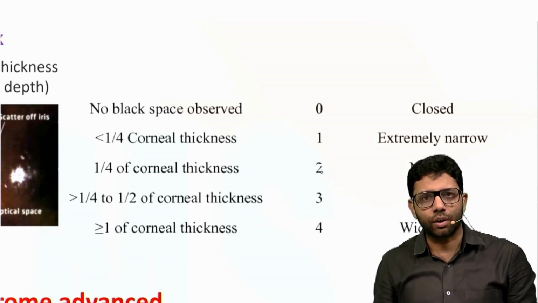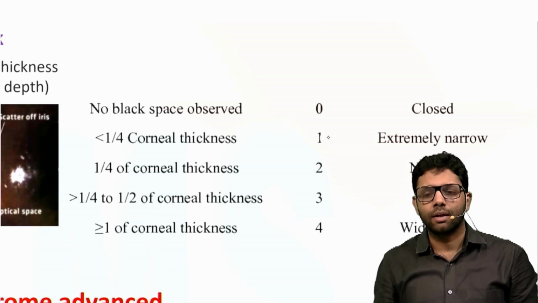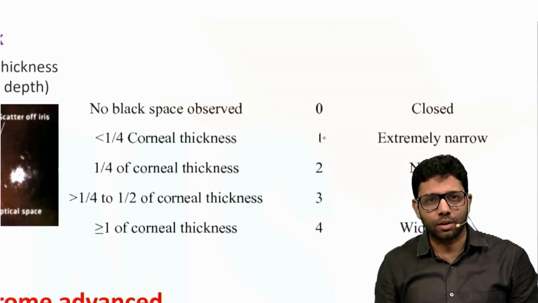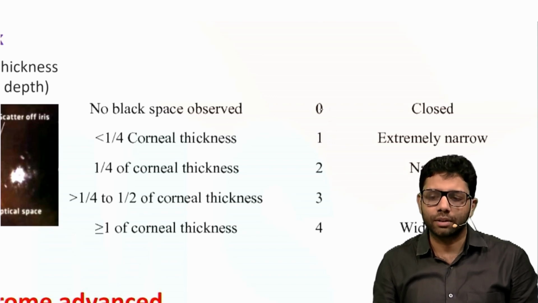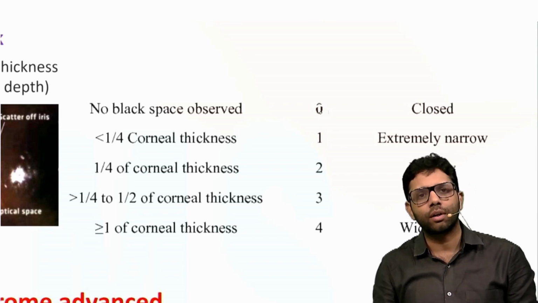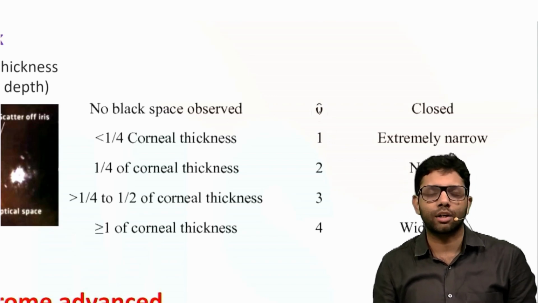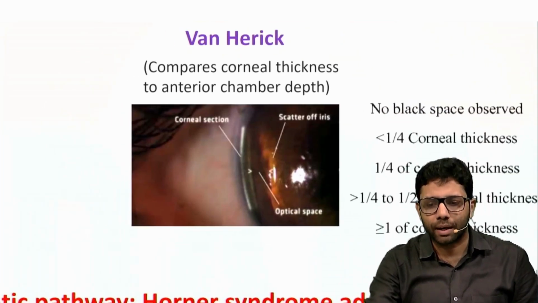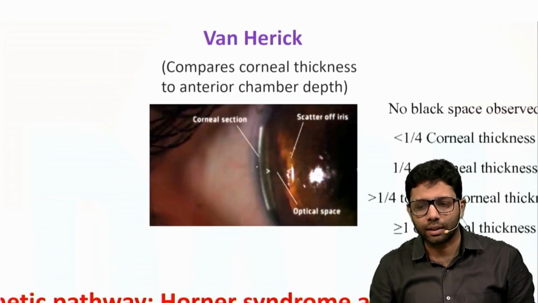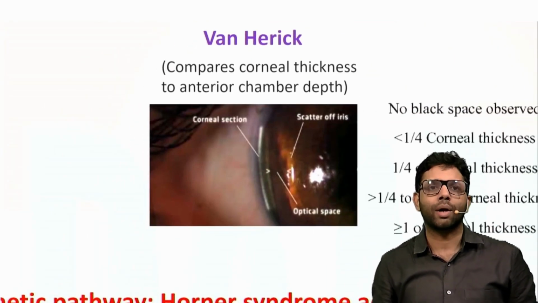1/4 of the corneal thickness anterior chamber depth is second. Less than 1/4 is the first one: extremely narrow anterior chamber, extremely narrow angles. And when there is a closed anterior chamber, you will not be able to see the anterior chamber depth. So the comparison of the corneal thickness with the anterior chamber depth, that is Van Herick's method.